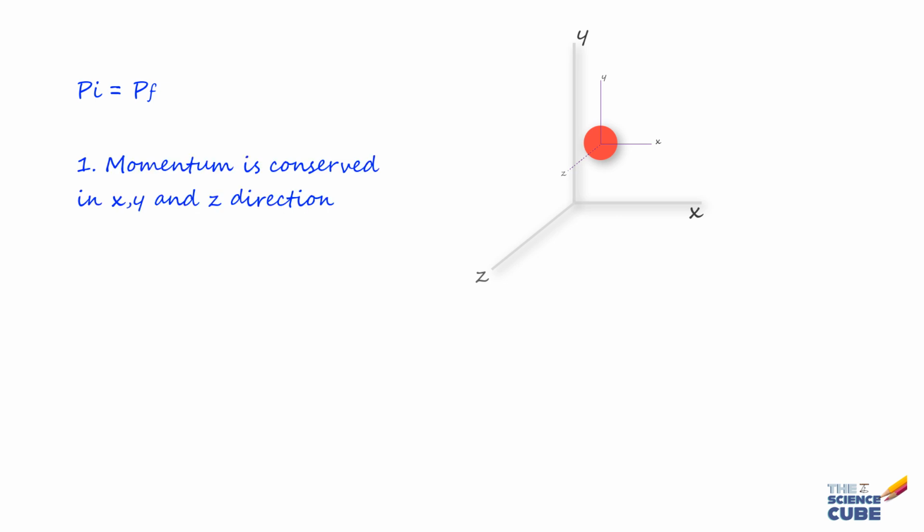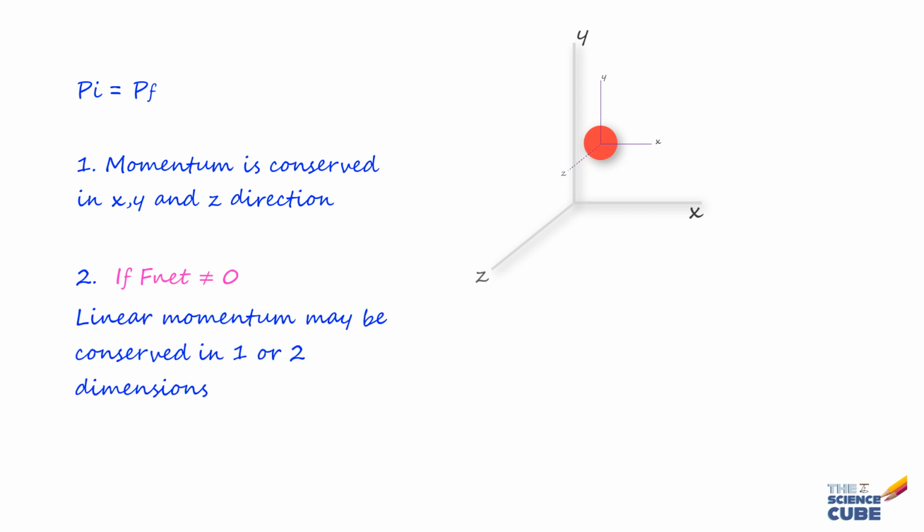Two. If the net force is not zero, it is possible that linear momentum may be conserved in one or two directions, but not in all directions. So let us say the net external force on a closed system is 0 along an axis. Then the component of the linear momentum of the system along that axis will not change. But if the force is not 0 along another axis, the linear momentum of the system along that axis will change.